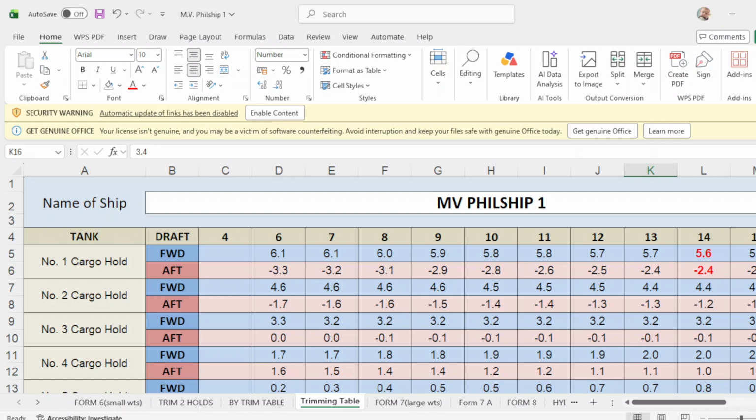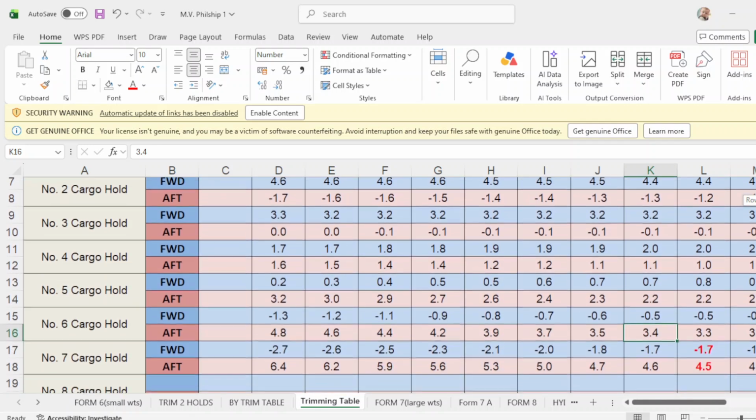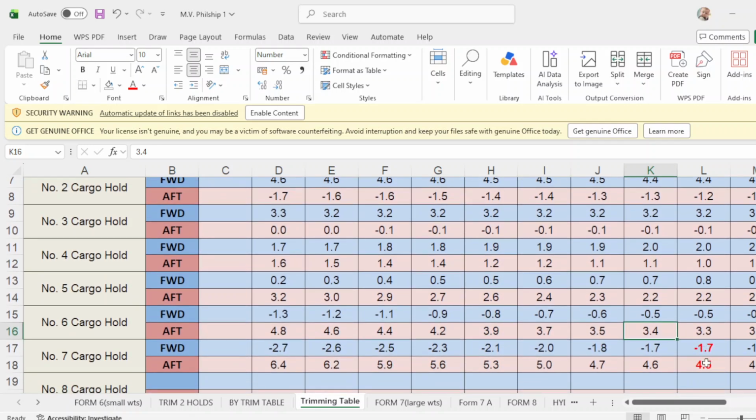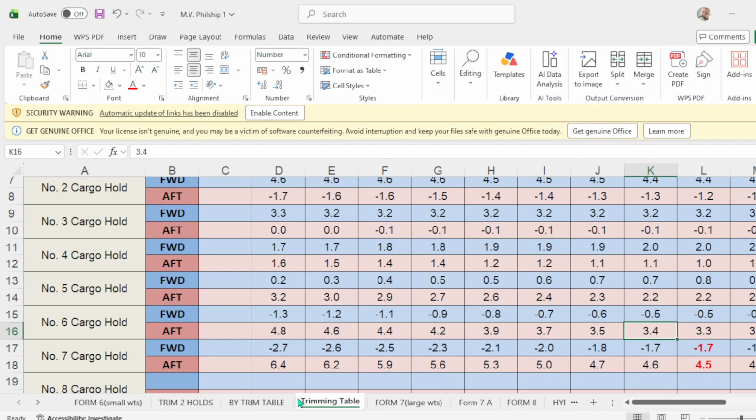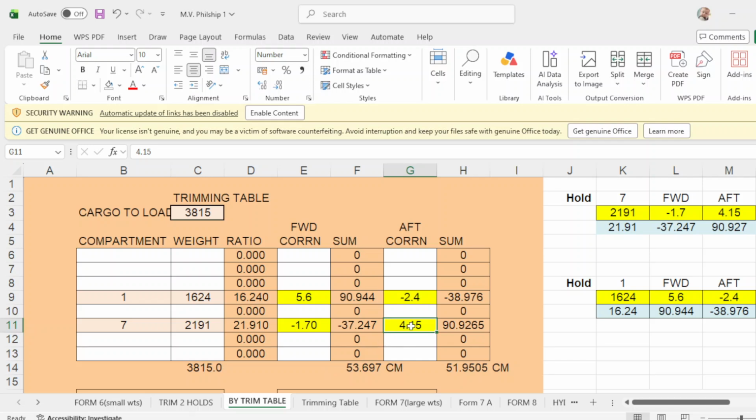Now in hole number 7, the forward correction, so scroll down. This is letter L. I have already highlighted it with red. So number 7, forward correction is negative 1.7. And up correction is 4.5.